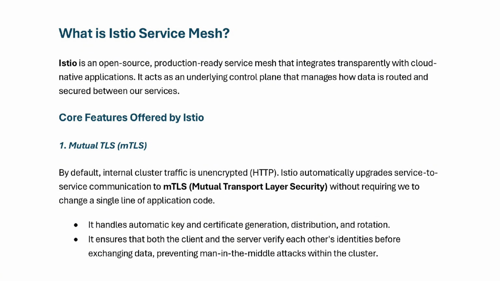So Istio is an open source platform that automatically upgrades service-to-service communication from unencrypted HTTP to mTLS, which is Mutual Transport Layer Security, without requiring us to change a single line of application code. It handles automatic key and certificate generation, distribution, and rotation. It ensures that both client and server verify each other's identity before exchanging data, preventing man-in-the-middle attacks within the cluster.